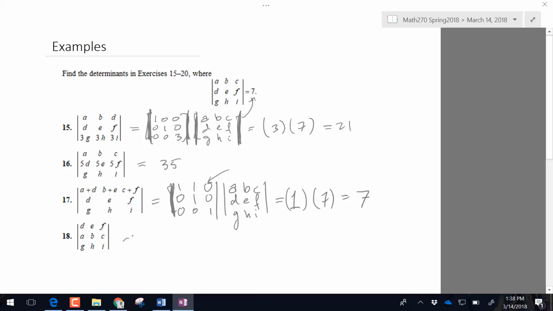All right, how about this last one? So we just swapped 2 rows, right? So a row swap will give you a -1 times 7, -7.